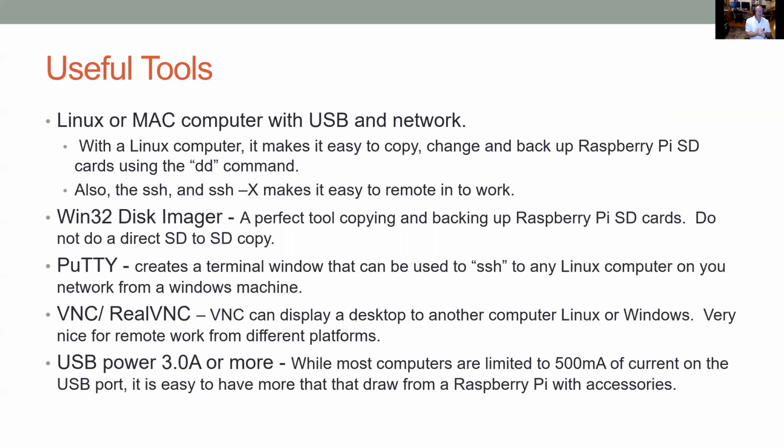VNC and Real VNC. This is a way we can remote desktop. Well, I'll show you a little bit more. And then the other thing is make sure that you have your good USB power of 3 amps and more. A lot of particularly the older computers were limited to 500 milliamps. That will run a Pi 0, but it will not run some of the newer Pi 3s and Pi 4s. So you definitely want to have the good external power, particularly the power supply that comes with the Pi, which is the nice one.